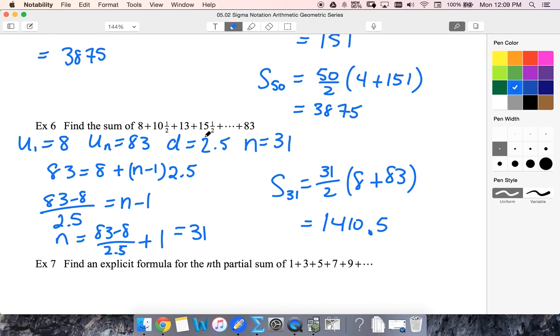Notice every other term ends in a half. So my sum is either going to be a whole number or ending with a half. And in this case, we had one that ended with a half. So I'm going to stop here and come back and do example 7 as its own video.